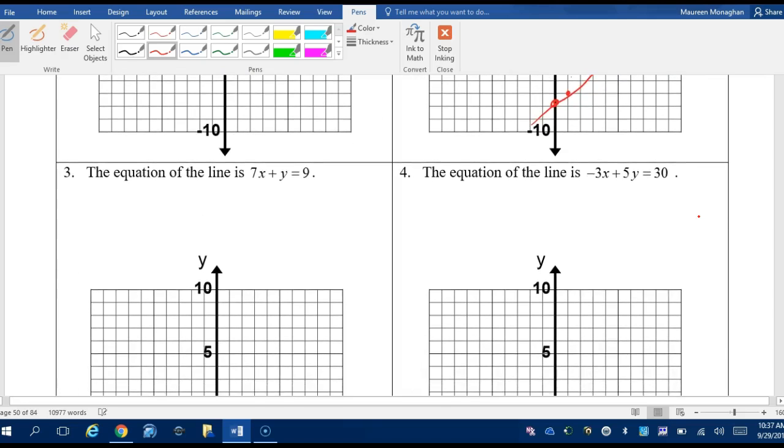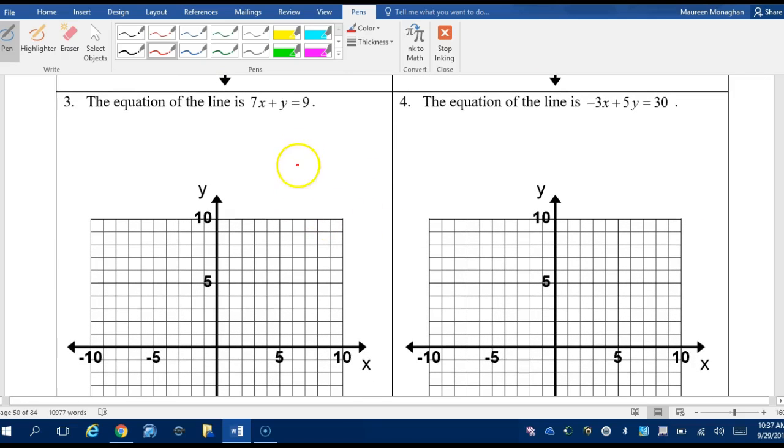Okay, next one. We have the equation of 7x plus y equals 9. So we're going to rewrite this in slope-intercept form. Remember, slope-intercept form is this infamous equation, where this is your slope and this is your y-intercept. So we want to get y by itself. So we're going to do y equals negative 7x plus 9. So our slope is negative 7, y-intercept is 9. Go to 9, down 7, 1, 2, 3, 4, 5, 6, 7, over 1. And so on. So we would draw our line all the way down.